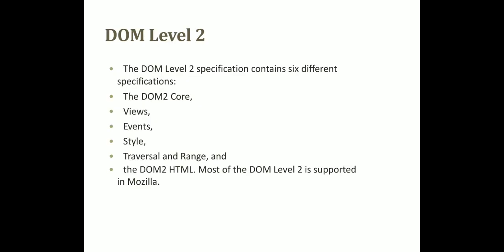Okay. Then DOM level 2. The DOM level 2 specification contains 6 different specifications: DOM 2 core, views, events, style, traversal and range, and the DOM 2 HTML. So in DOM 1 there are only two parts, core and HTML, and in DOM level 2 there are 6 parts, that is DOM 2 core, then views, events, style, traversal and range, and DOM 2 HTML. Most of DOM level 2 is supported in Mozilla.